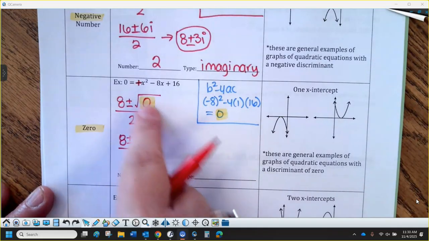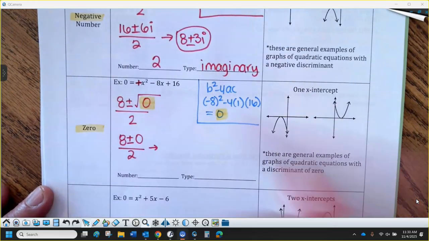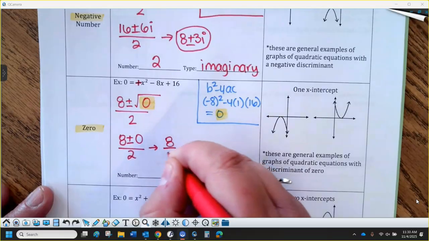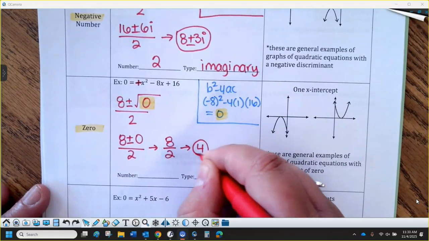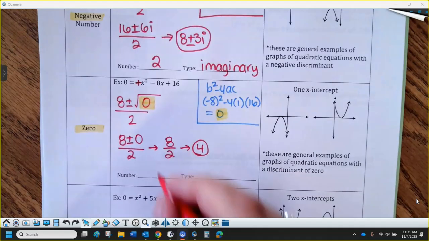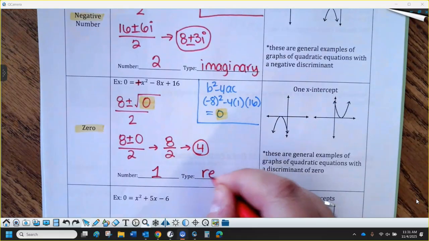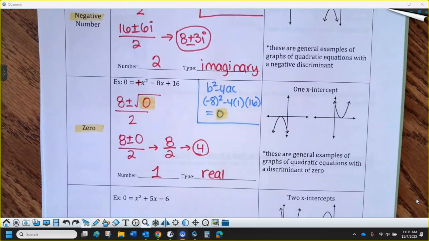So basically what happens when your discriminant is 0 is that it cancels out the plus or minus, because if I add 0 or subtract 0, it's the same thing. So this would just be 8 over 2, and that can be simplified. That 4 is the actual solution to that equation. Adding and subtracting 0 is not going to change anything. How many solutions do you see there? 1. All right, now, what type of number is that? It's just a real number. If it doesn't have an i, it can have a radical, it can be positive, it can be negative. As long as it doesn't have an i, it's a real solution.